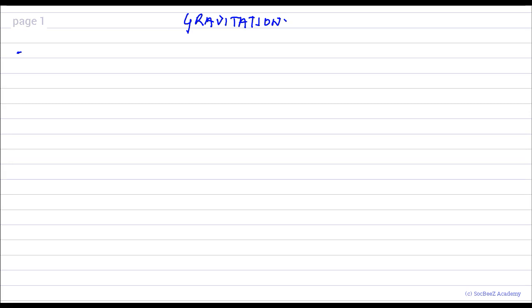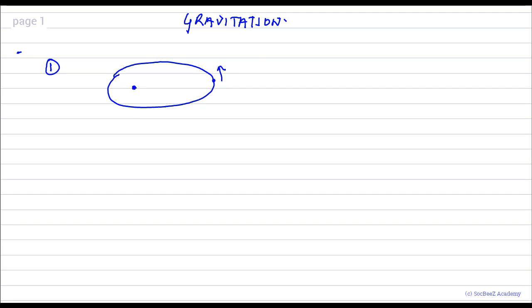So let's say this is my orbit. The planets are going to revolve around the sun in this elliptical path, and the sun is going to stay at the focus of the ellipse. So this is Kepler's first law.